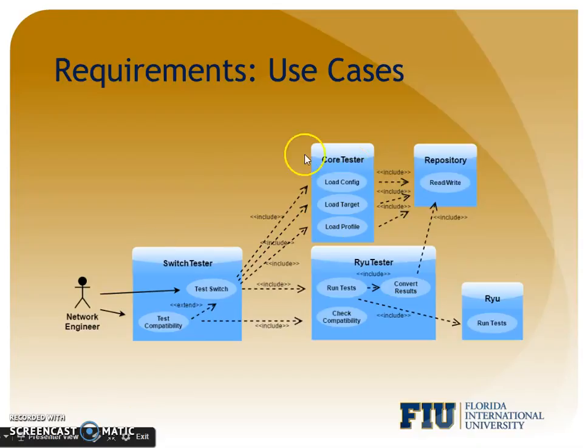This is how the internal structure of our application looks. The network engineer communicates with the CLI of the SwitchTester application, and SwitchTester uses core tester, which is basically an abstraction over the testing framework. Remember how I said earlier that the network engineer had to know how to use Ryu specifically or OFTest specifically. Well, the great thing about our application is that it provides an abstraction over these testing frameworks, allowing for an additional testing framework to be added in the future if this is something that the end user or developer wanted to do.